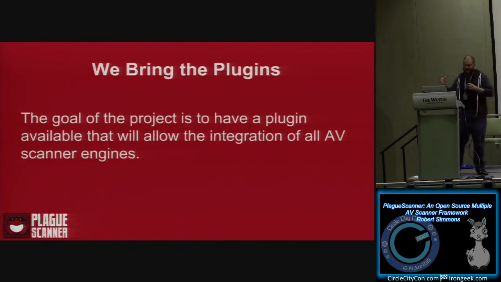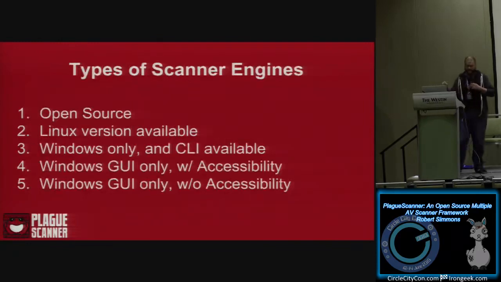So the goal here is that I would like to have plugins for each AV scanner engine so that I'm at least at parity with the famous online scanner engines. In previous talks, from looking at lots and lots of scanners, I had categorized them into four categories. Since my last talk at BSides Salt Lake, I have split them into five different types of scanners. The first type is open source, and there's only one. It's ClamAV. We all know that one.